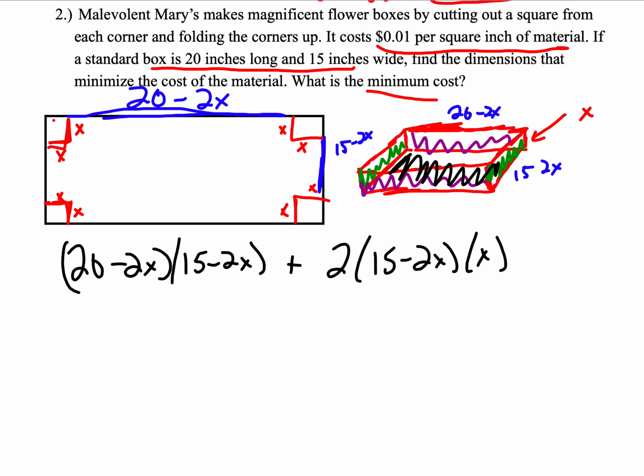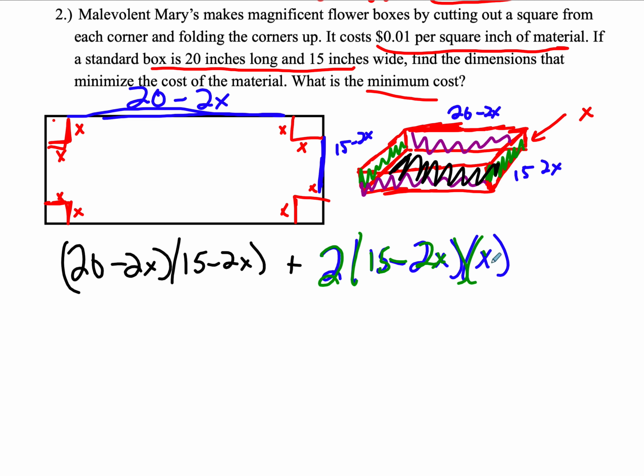So actually, let me just back up a second. Let's do that in blue, because that represents the blue part. So it's not a volume problem, folks. It's a surface area problem, because we're trying to find the minimum surface area, trying to minimize the surface area. Okay, 15 minus 2x times x. So I guess to be technical, I really should have done this in green, because these are the green pieces.